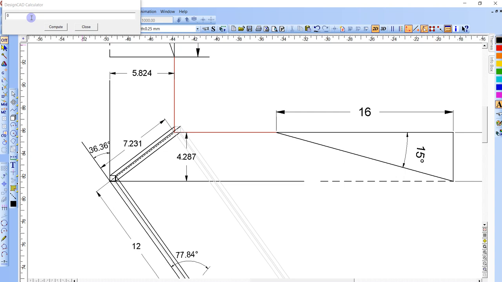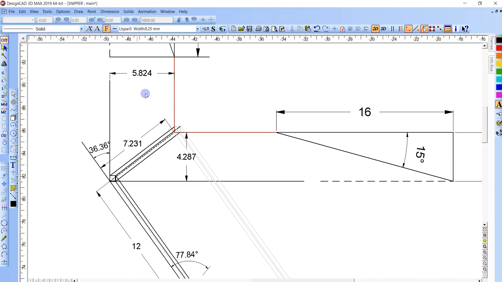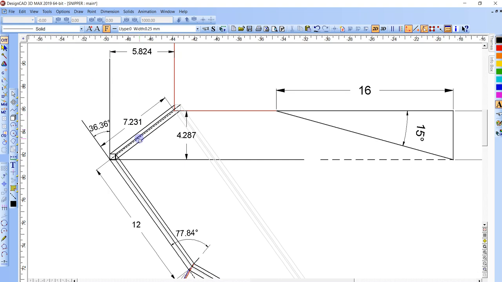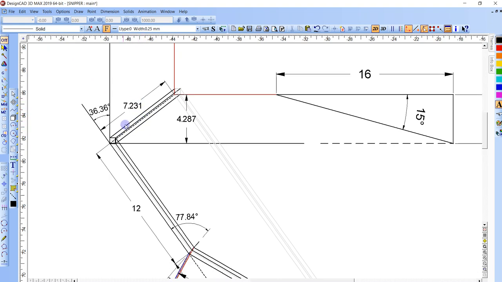Square root of 5.824 caret 2 plus 4.287 caret 2, close parenthesis, and you should end up with that 7.2317. There you go. And then now you have this direction. You're looking at a plan view of the true profile of that piece, right?